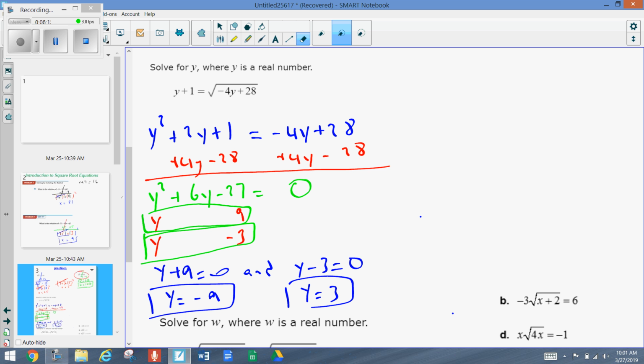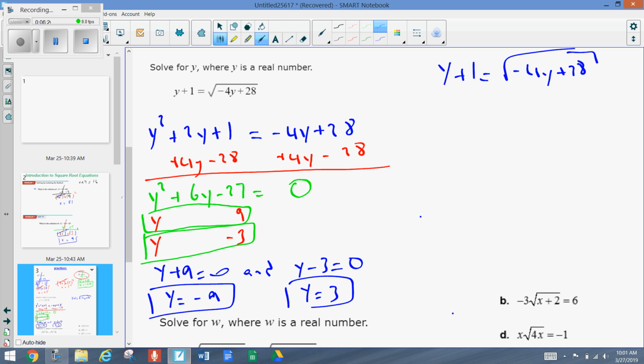Y is equal to negative 9. So y is equal to negative 9, plug in here. Let me write that down. Y plus 1. I'm writing the original question, the first expression. Negative 9 plus 1 is equal to negative 8, equal to square root of something else. I don't care whatever that is, because a square root is equal to a negative number. There's something wrong, right? It's impossible.